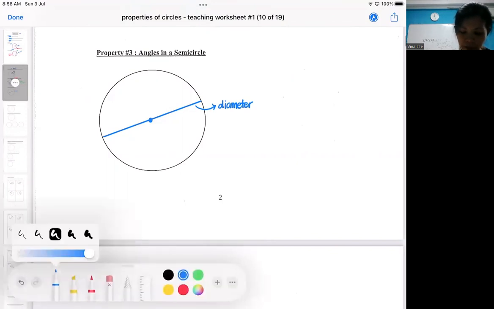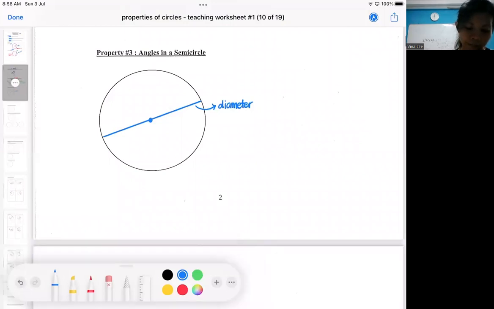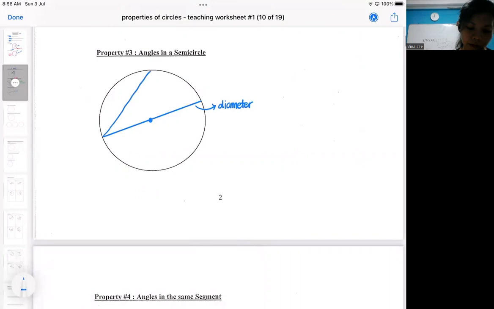So the 90 degrees is directly opposite the diameter. The 90 degrees will be directly opposite the diameter, and it should be sitting on the circumference. A lot of the time, this property will be used to explain certain situations.